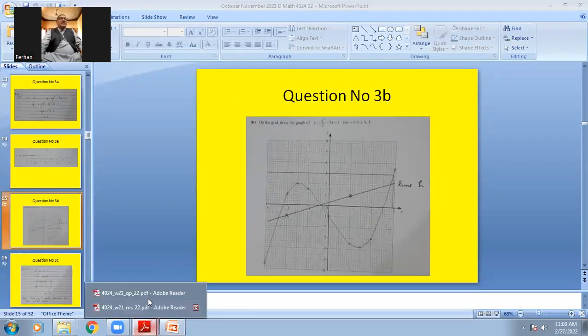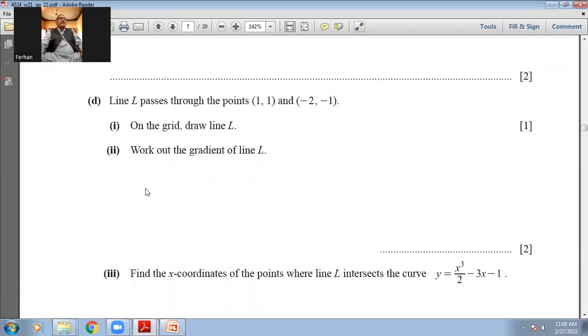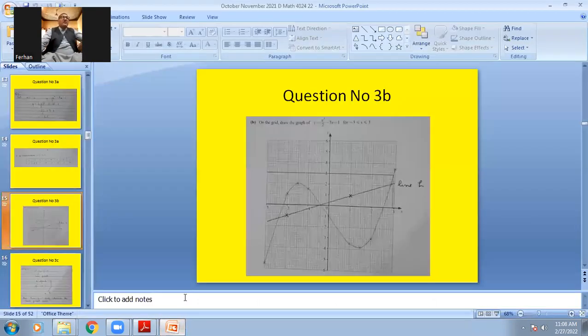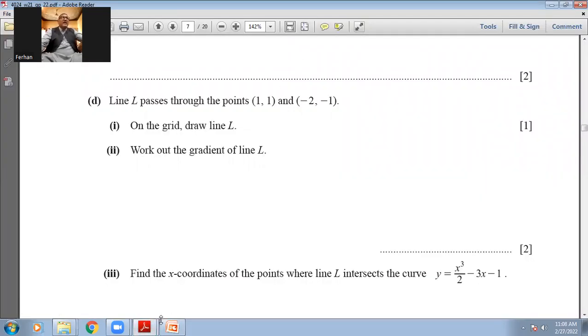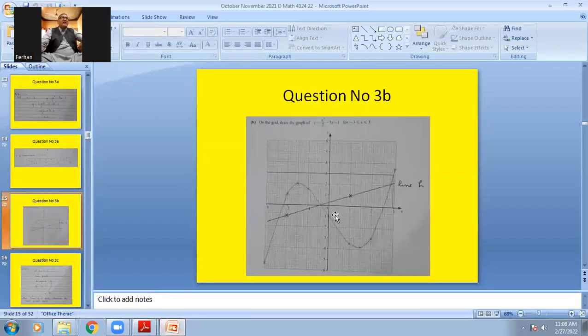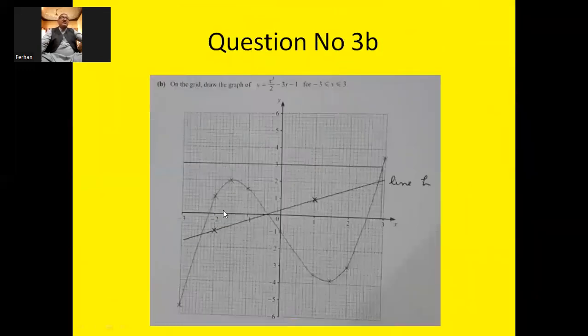Okay, now the next part. He says the line passes through the points (1, 1) and (-2, -1) on the grid. Draw the line L. Work out the gradient of the line L. So I will plot these 2 points. 1, 1 will be this point, and -2, -1 will be this point. Then join these 2 points with a straight line. So here we got that line.